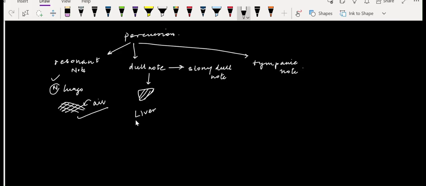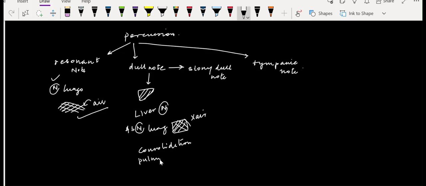And when does it become abnormal? It becomes abnormal when it is present in the lungs. And that means these air spaces have got filled with something. They have completely become solid now. There is no air as such. And that happens where? It happens in consolidation, that is in pneumonia. It can happen in a pulmonary infarction. Anything else? Yeah, fibrosis, any infiltration. So fibrosis can also produce that kind of a sound. And this is abnormal here.